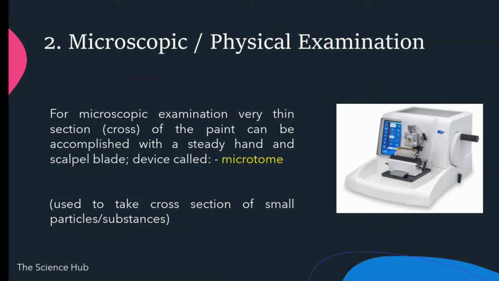Second is the microscopic or the physical examination. For microscopic examination, a very thin cross section of the paint chip is needed, which we would obtain from a microtome. A microtome is used to take a cross section of a very small particle or substance. It is also used for hair.